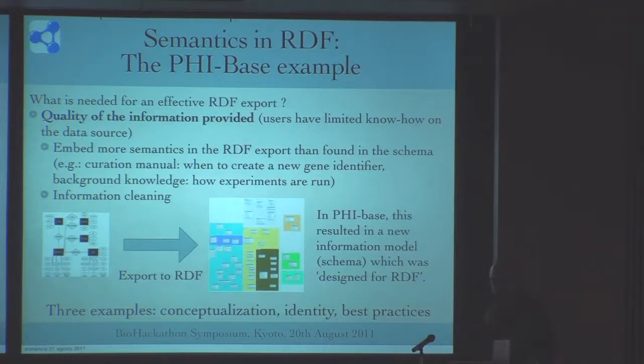If you read the curation manual for curators of this database, they actually specify when to change gene identifiers. Okay? So they have a pragmatic definition of URIs. And this is something you should include at the RDF level. And there is a lot of background knowledge and so on.